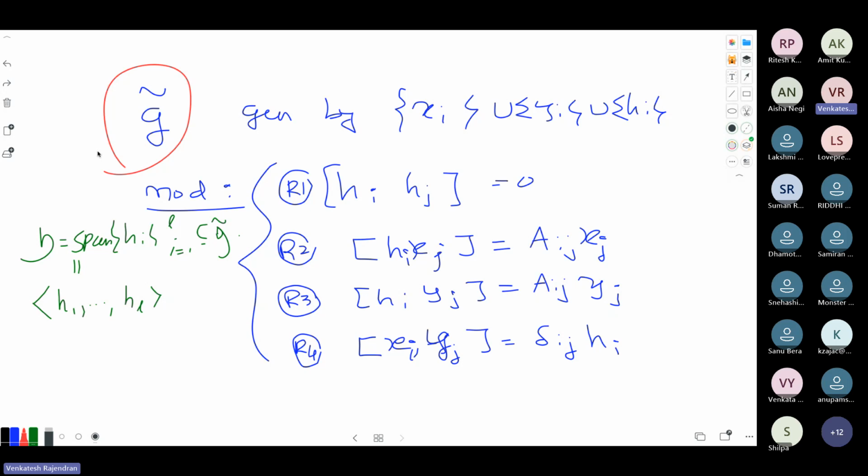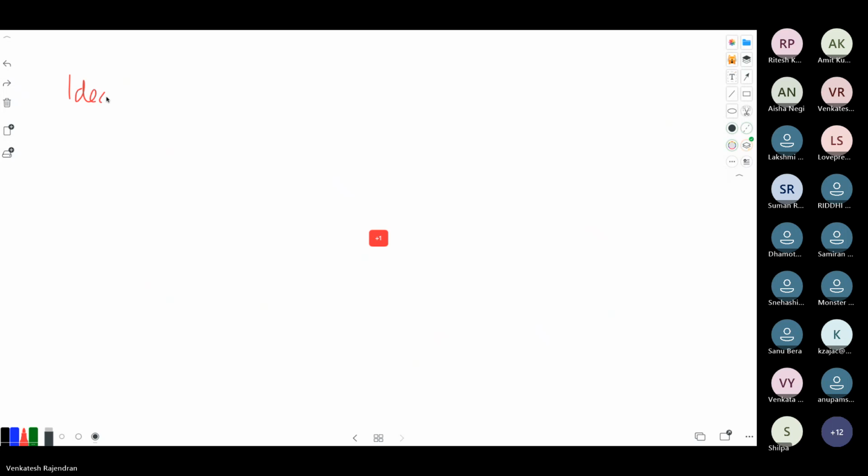For that, like I already told you, you construct a large representation of this G tilde and then use that information. So the idea: construct a large representation of G tilde. So what will be that large representation?